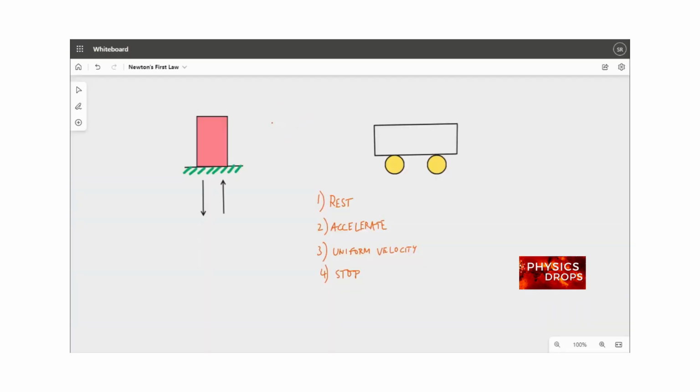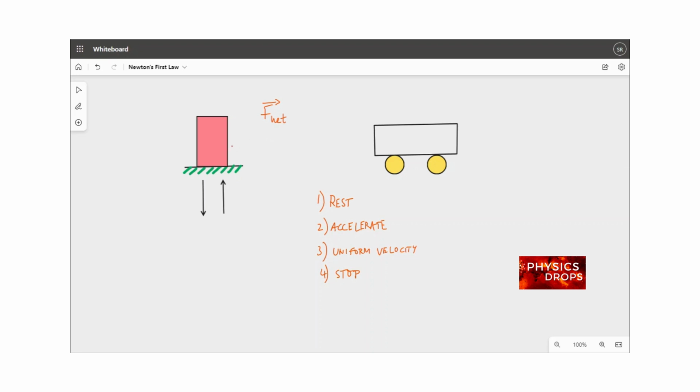Okay, so let's look at Newton's first law. We know that the law states that objects that are at rest continue to remain at rest, or objects that are in uniform motion continue to do so, unless they are acted upon by a net external force. A net external force. What do we mean by net external force?